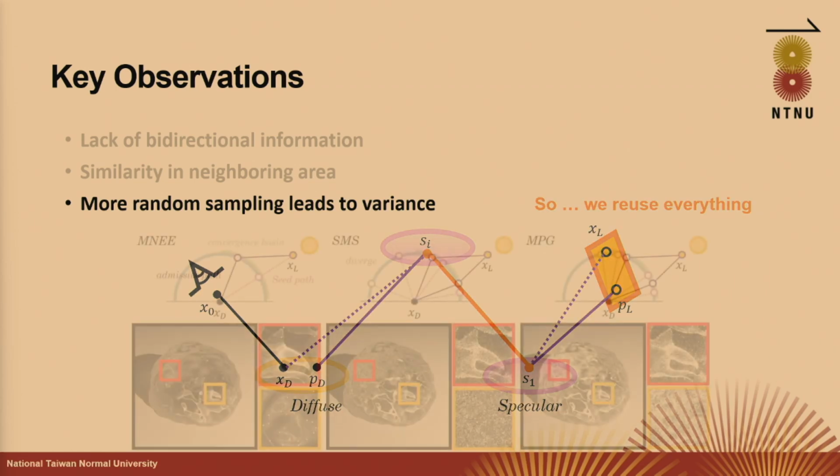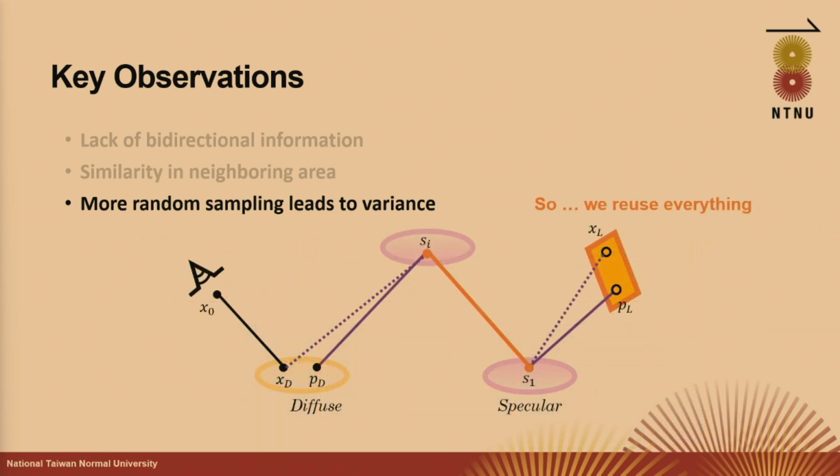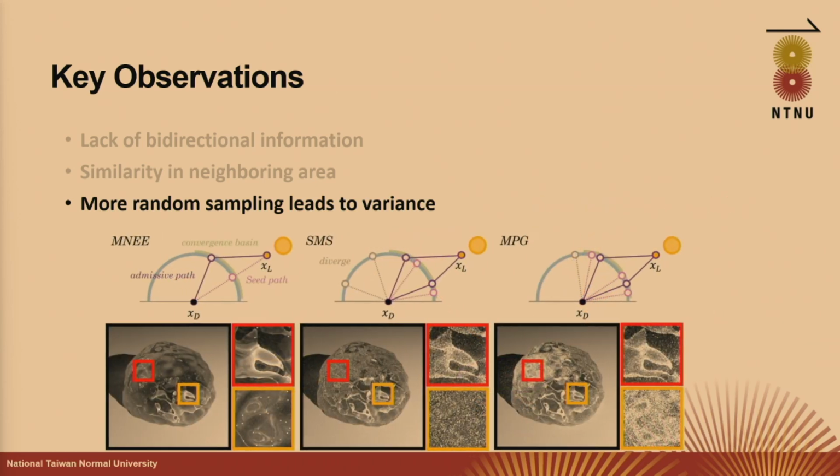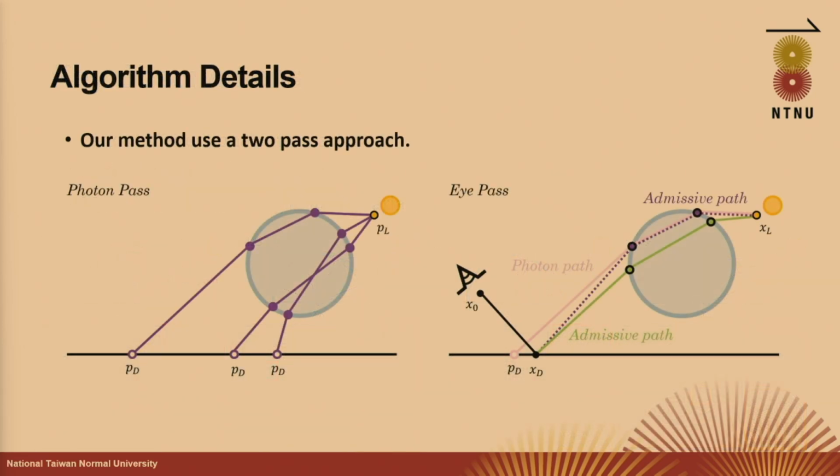We reuse all path vertices from the photons to form our C path, and thus achieve lower variance compared to other methods. All right, so we just went through the main idea of our method, and now let's go through the details.